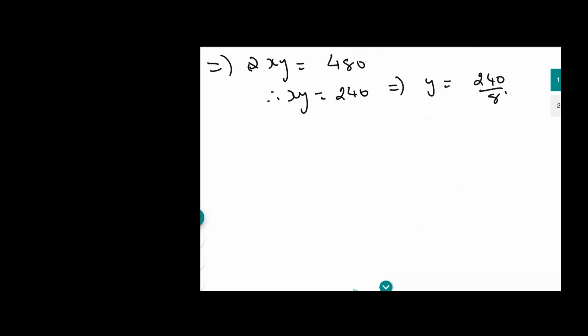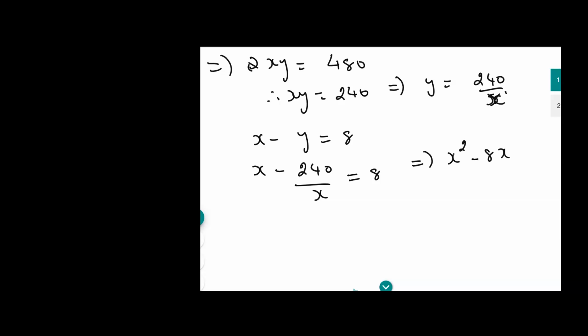Now substituting this in the second equation, x minus y is equal to 8. I am going to substitute the value of y as 240 by x. So that gives you x minus 240 by x is equal to 8, which implies x squared minus 8x minus 240 is equal to 0.